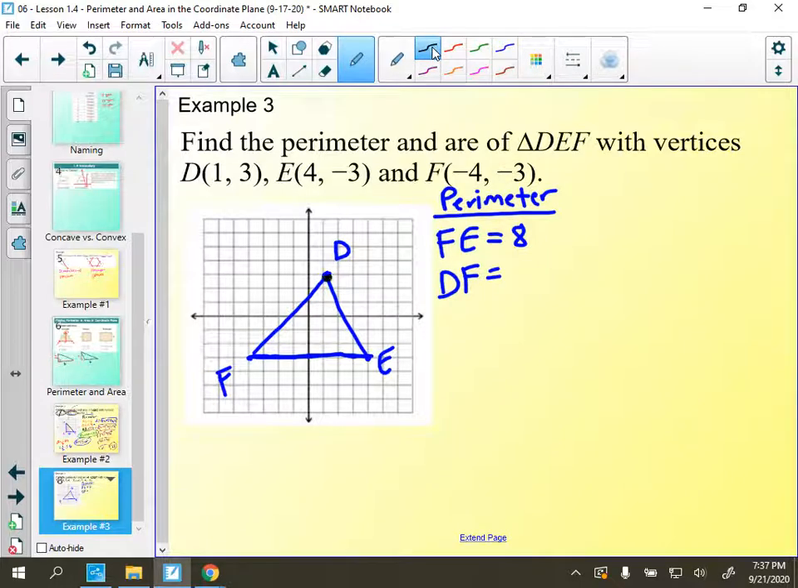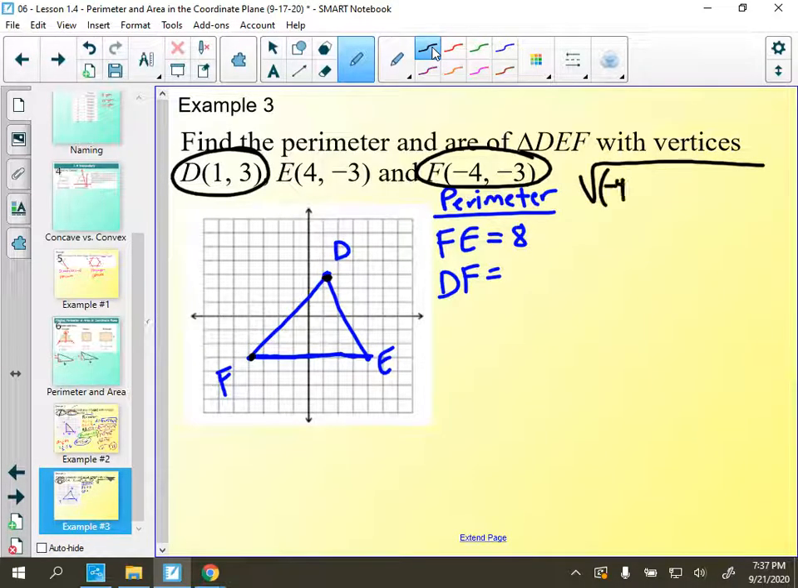So from D to F, how long is that? Make sure we're working with D and F. Okay, again we're using that same distance formula. I'm not going to write the whole thing out again. We're doing negative 4 minus 1 squared plus negative 3 minus 3 squared. We'll end up with negative 5 squared here plus negative 6 squared here.